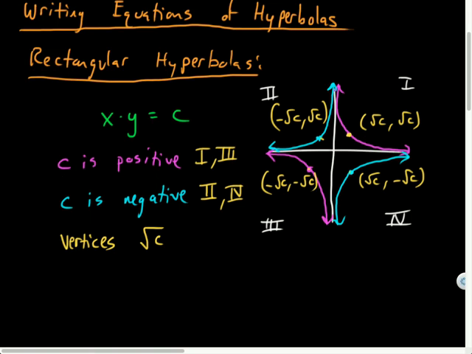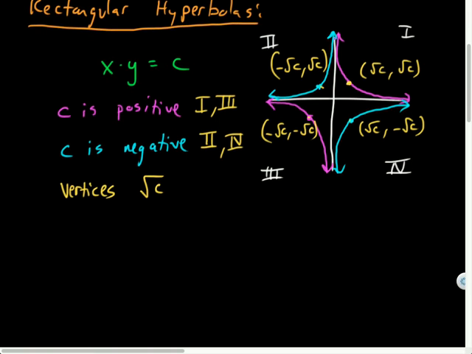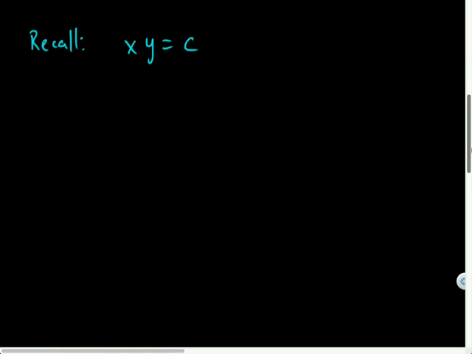Also, you may have seen this before, I think in Math 3. Let me do a quick recall concept. If I have the equation xy equals c, and I solve that for y, dividing both sides by x, I end up with a rational equation. So y equals c over x, which is a rational equation.